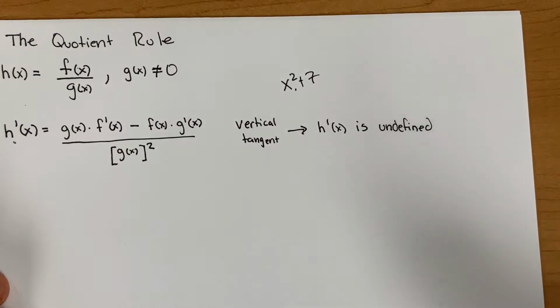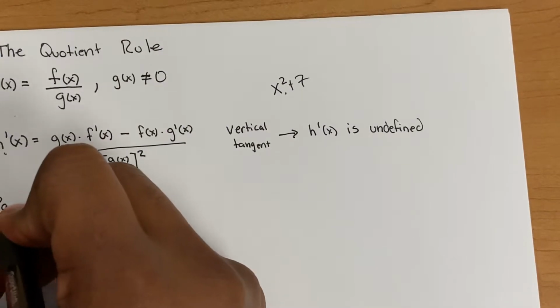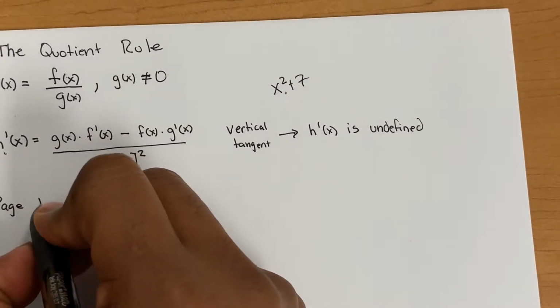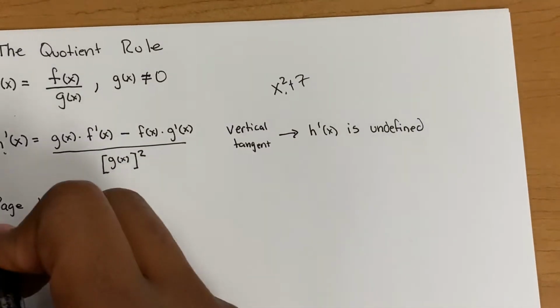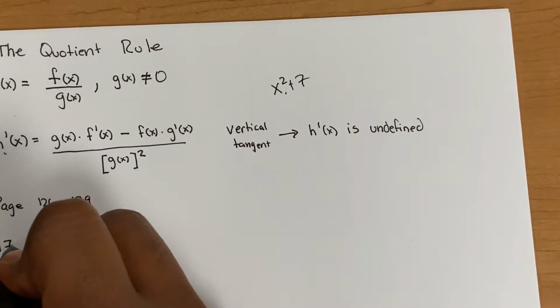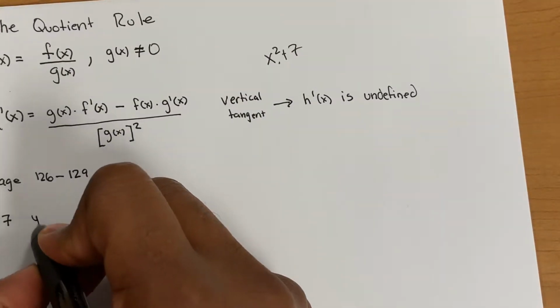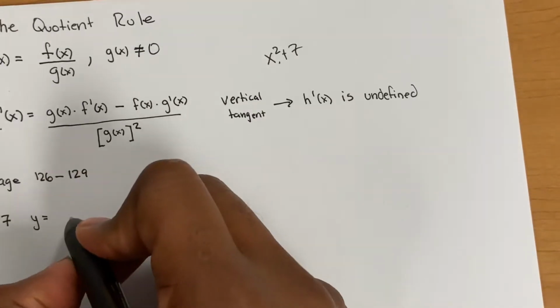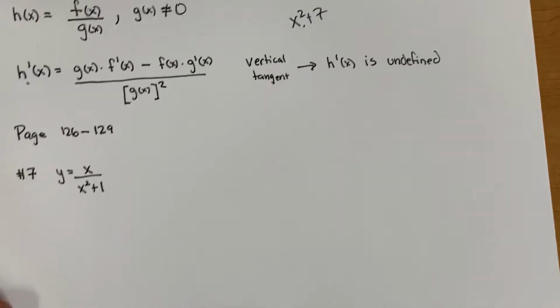It's going to imply that you have a derivative that has a denominator, and you want to just set that denominator equal to 0. So I'm just working examples again from the textbook. If you want to follow along or find these problems, it's pages 126 to 129. I'm starting out with number 7. And number 7 is, we'll just say y equals x over x squared plus 1.